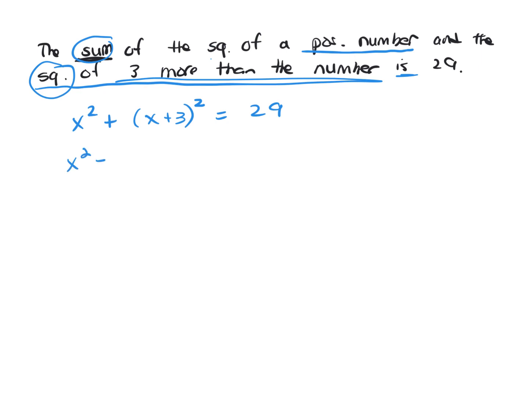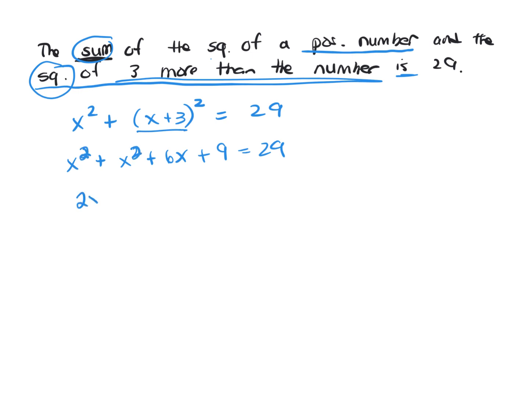So x squared plus, we need to multiply x plus 3 times x plus 3, and you can do that on the side of the paper, or if you know how to get the answer, it's going to be x squared plus 6x plus 9 and equals 29. And this is a quadratic equation because your highest exponent is a 2.